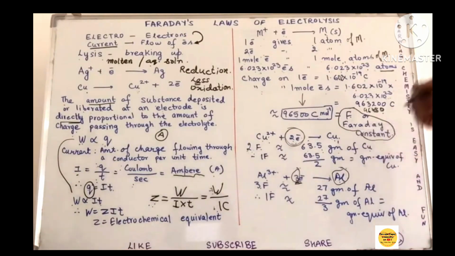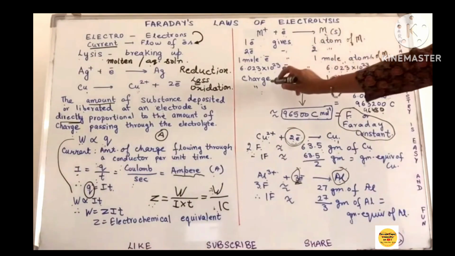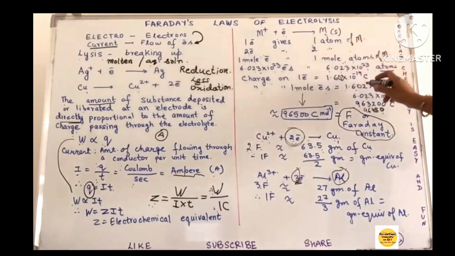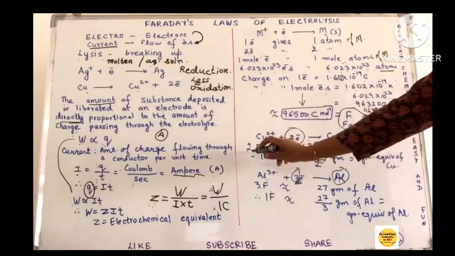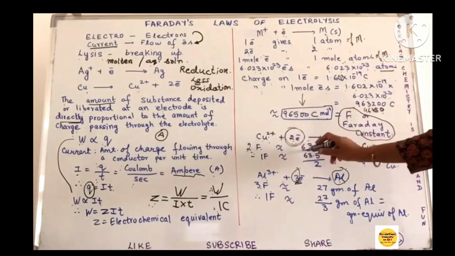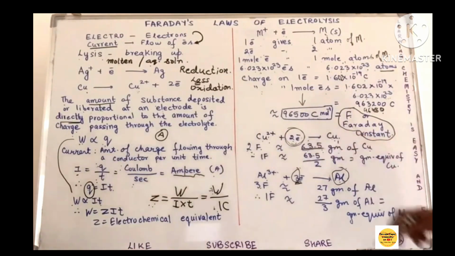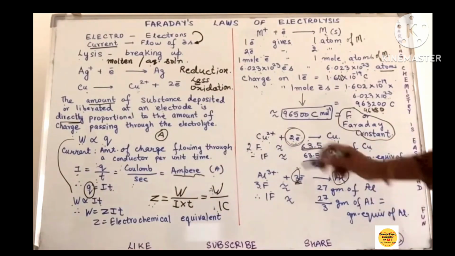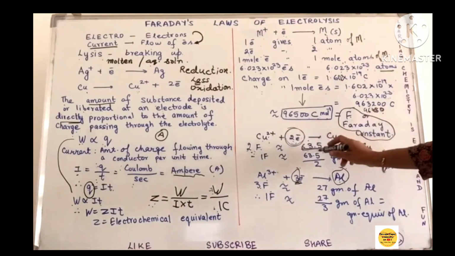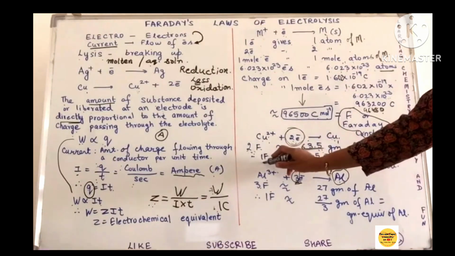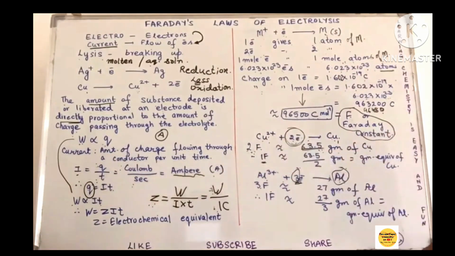Let's take it a step further. Here 1 Faraday of charge was giving us the atomic mass of M. Here 2 Faradays are giving us a mass equivalent to the atomic mass of copper. That is, 2 Faradays are giving you 63.5 grams of copper. How much mass will you get if you are passing only 1 Faraday?